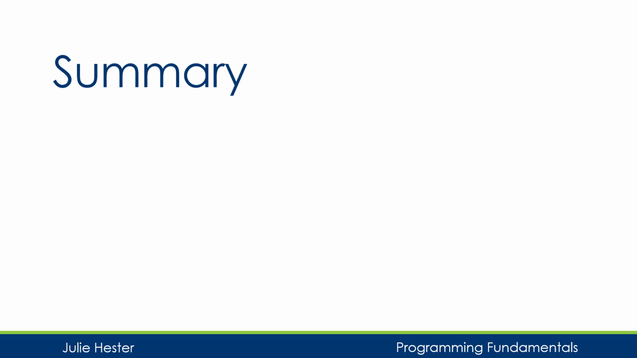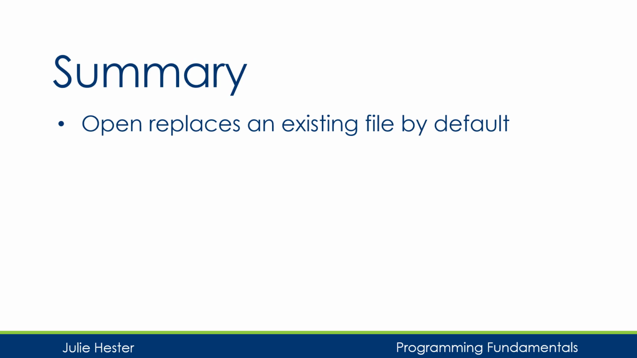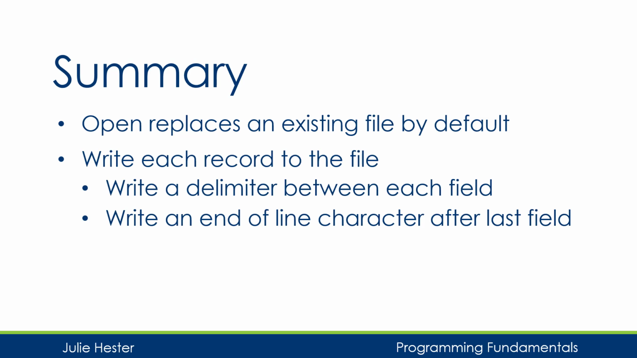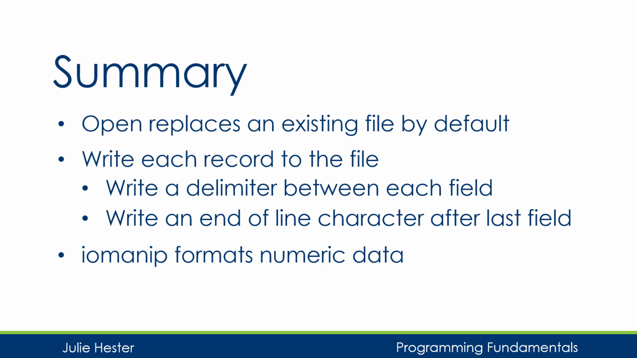In this video, we talked about how to open a file, and that if a file already exists with that name, we'll replace that file with a new one. We saw how to write records to the files by using a delimiter between each field and an end-of-line character after the last field. We saw how to use iomanip to format numeric data and how to close the file and why that's necessary.